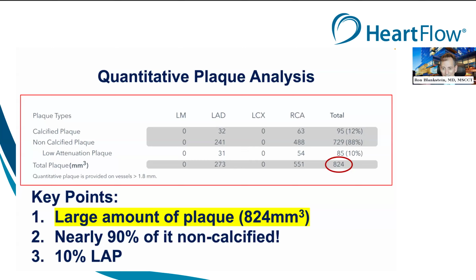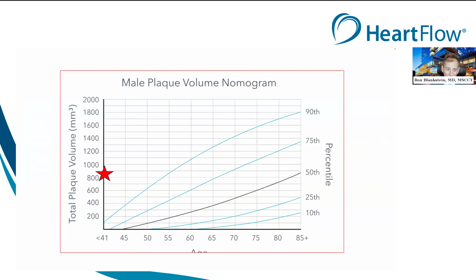Now, how do I know that's a lot of plaque? Well, of course, when you start to quantify plaque, you kind of get a sense of these numbers. But if you're not sure, I think one area that's very useful is a nomogram. And Jonathon Leipsic actually helped develop this. And on this nomogram here, we can see the percentiles for these different curves across different ages.